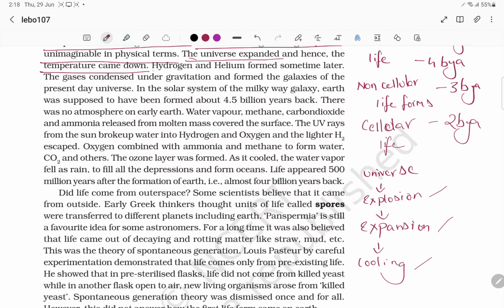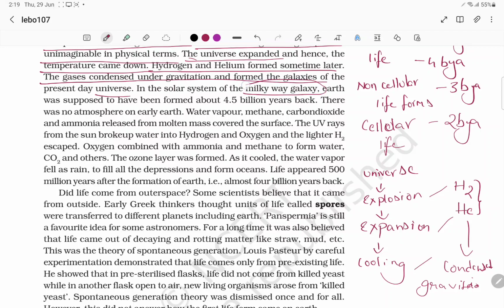Hydrogen and helium formed sometime later. The gases condensed under gravitation and formed the galaxies of the present day universe. Why did they condense? Because of gravitation. And they formed into galaxies of the present day universe. Our galaxy is the Milky Way galaxy, and the solar system is one part of it.